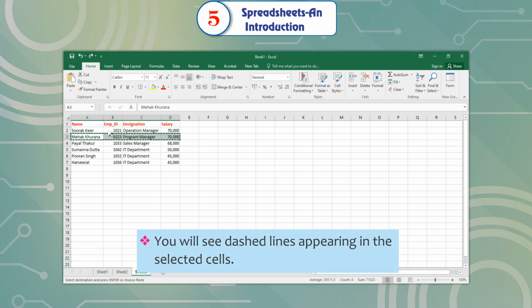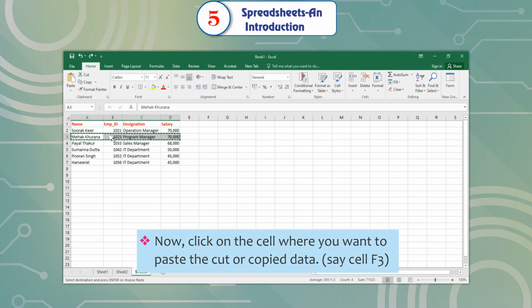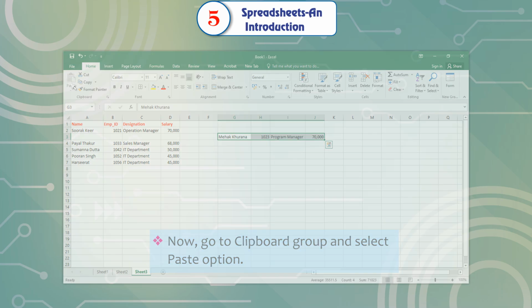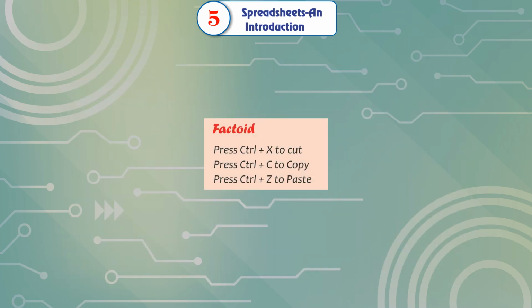You will see dashed lines appearing in the selected cells. Now click on the cell where you want to paste the cut or copied data, say cell F3. Now go to Clipboard group and select Paste option. Factoid. Press Ctrl plus X to cut. Press Ctrl plus C to copy. Press Ctrl plus Z to paste.